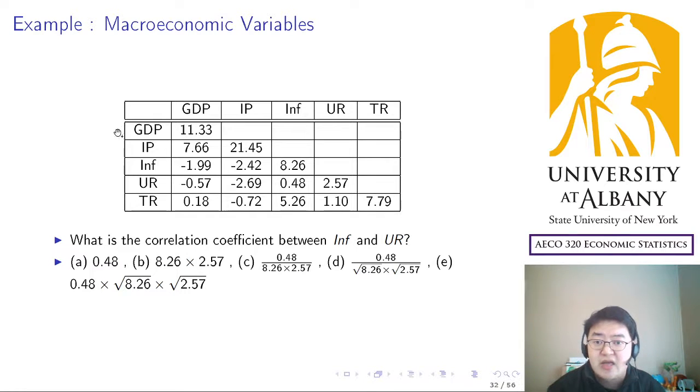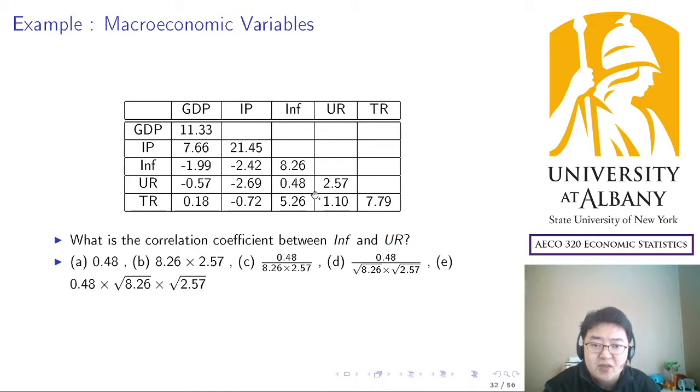And you can do that directly from this table because you know everything. Can you try this question? How can you infer the correlation coefficient between inflation rate and unemployment rate? 3, 2, 1. So the answer is D. First, remember, the correlation coefficient is covariance divided by the two standard deviations. So first, the covariance between unemployment rate and inflation rate is 0.48.